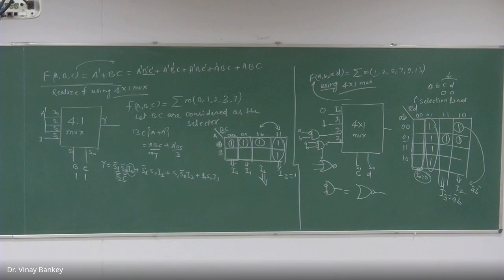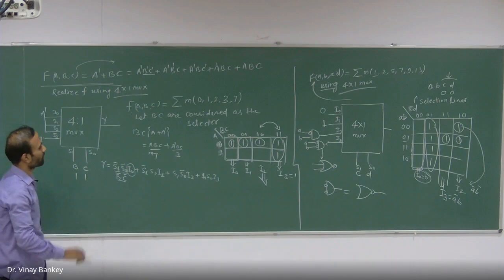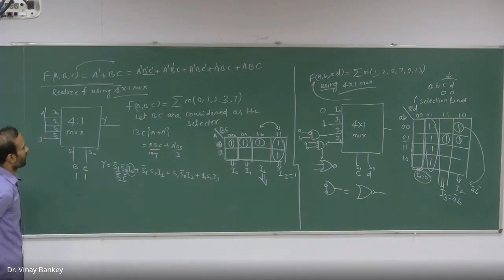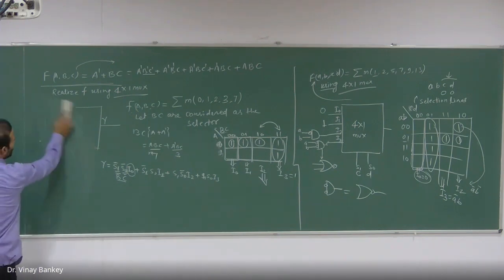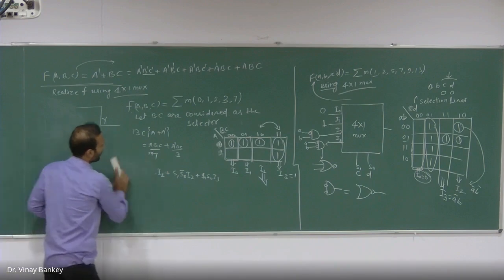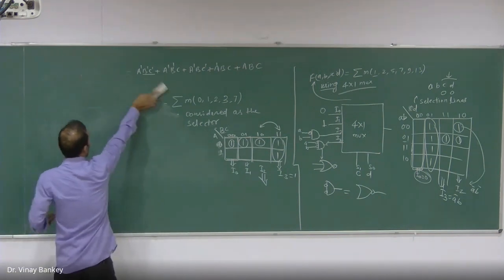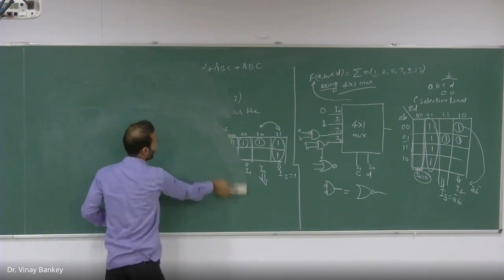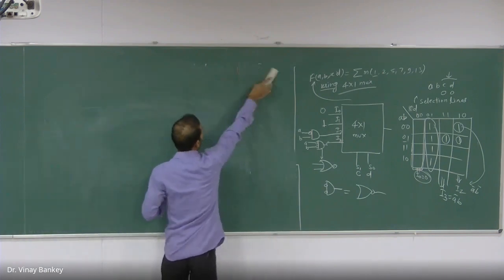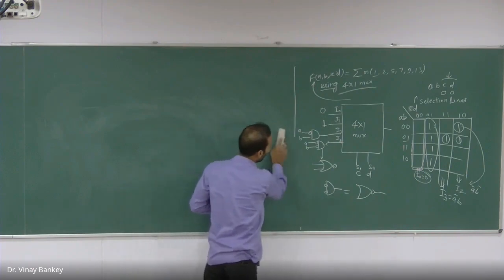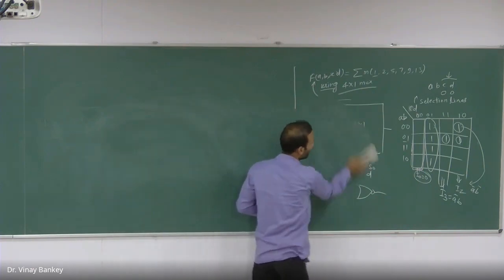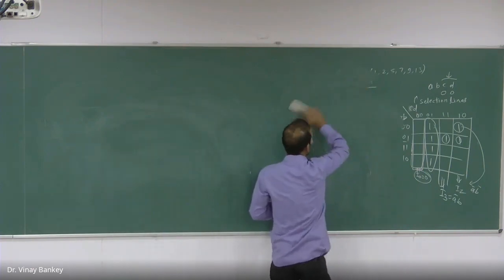Okay, so here we have completed the implementation of Boolean functions using the multiplexers. And I assume that if any questions come regarding this implementation or realization of any Boolean function, you can easily solve this. Now we'll move on and we will see the implementation of higher order multiplexers using the lower order multiplexers.